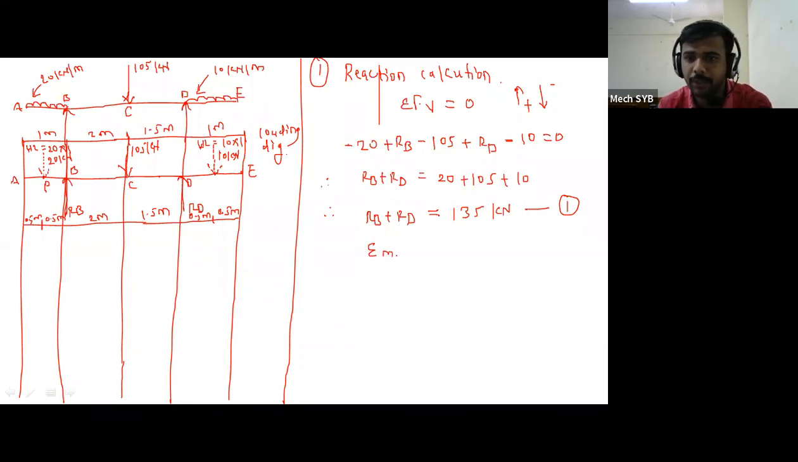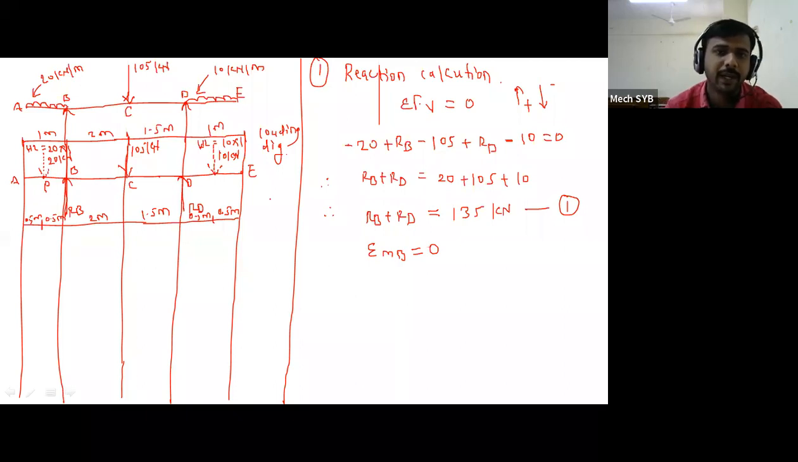So summation of MB is equal to 0. But while taking this particular summation of MB, we need to consider all the forces on the figure, all the forces present at the left side and at the right side. Here we do not have to start the SF and the bending moment from the left side. That concept is not applicable here for the summation of MB calculation.